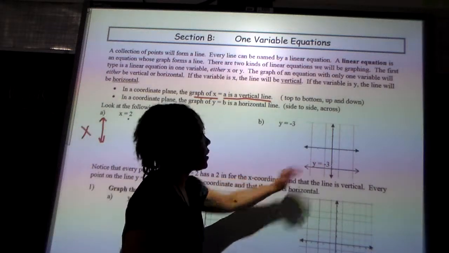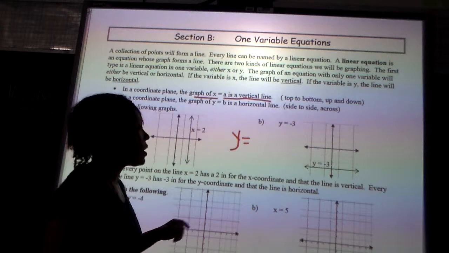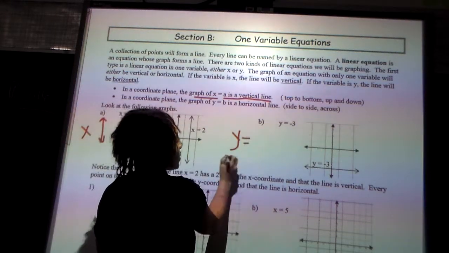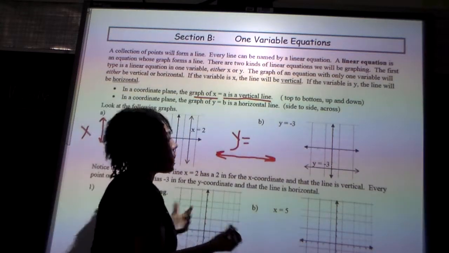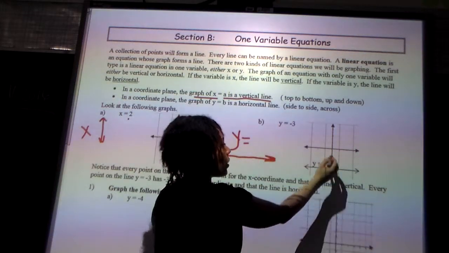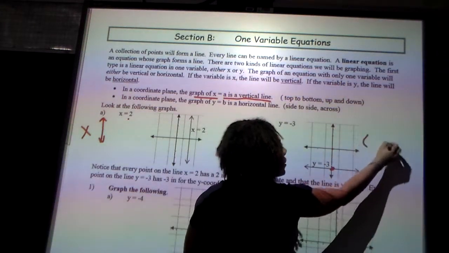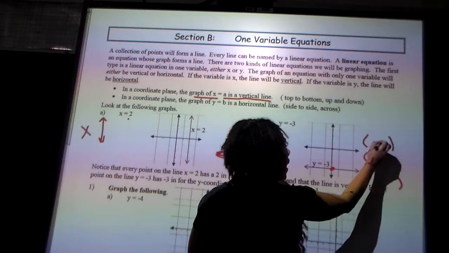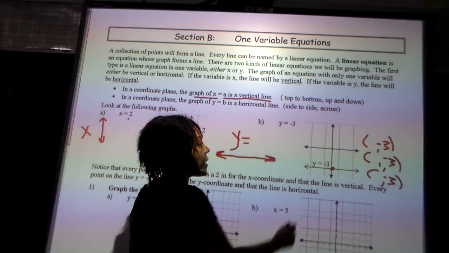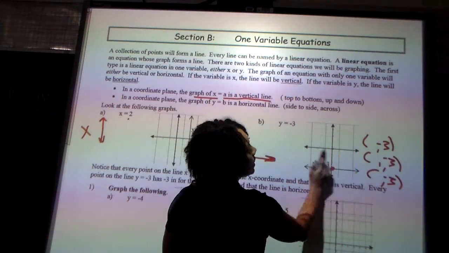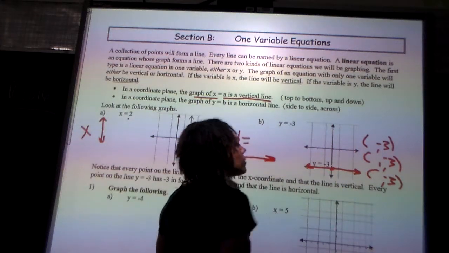Now, in contrast, when you have y equals a number, the graph of y is going to be a horizontal line, side to side. What that means is if y equals -3, then I find -3 and make a point. In every single pair you have, y is going to be -3. The x can be anything it needs to be, but y is always going to fall right here on this line.